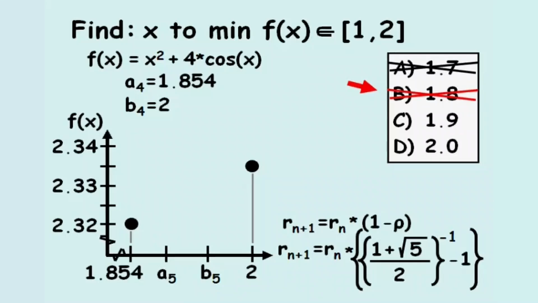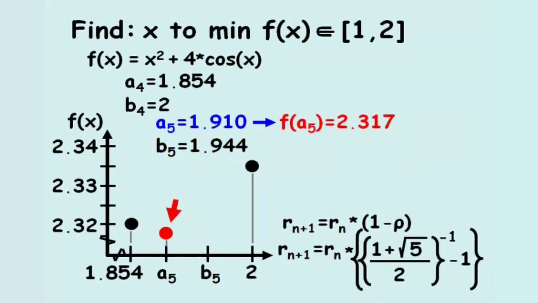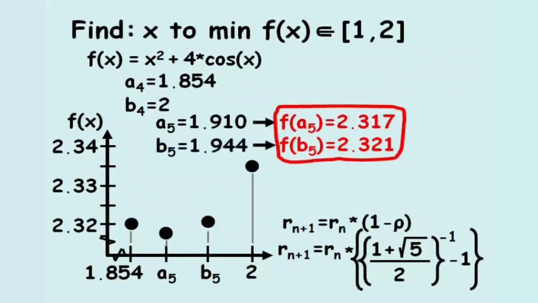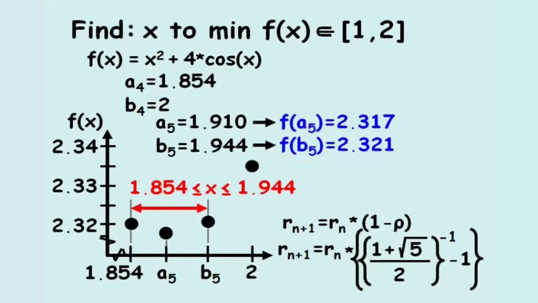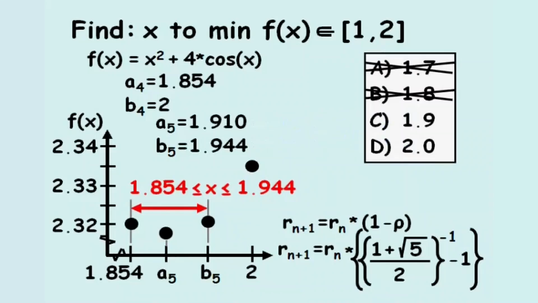a5 and b5 equal 1.910 and 1.944, which makes f of a5 equal to 2.317 and f of b5 equal to 2.321. Since f of a5 is less than f of b5, the range for x is now between 1.854 and 1.944. Looking back at our possible solutions, the answer is C.